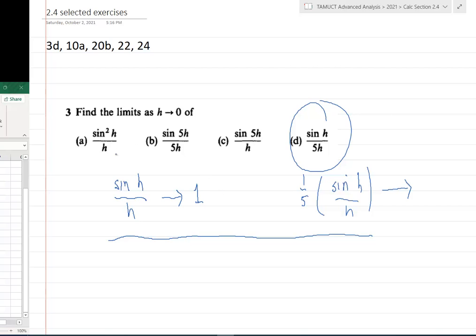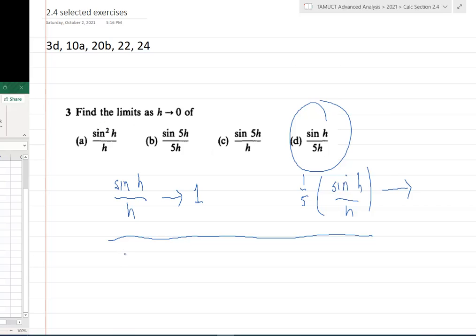You don't really want a 0 on the bottom. You want your zeros on the top, but you can make this work out. I mean, you don't want a 0 over 0 limit. You want to isolate a sine h over h, or something involving sine h over h, and then multiply by something else that you know. So that's the approach here.